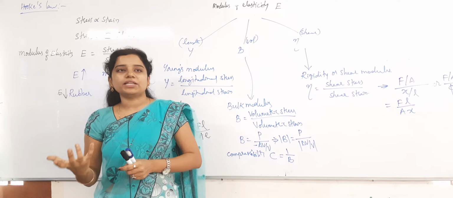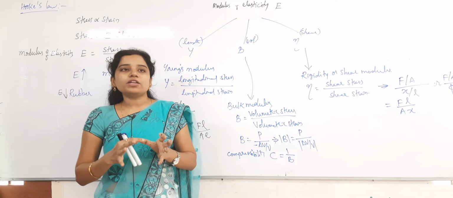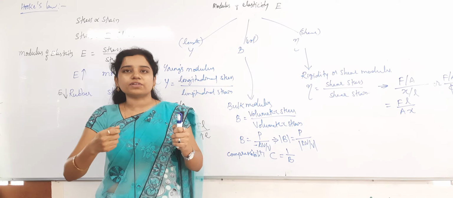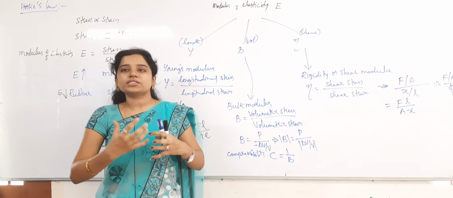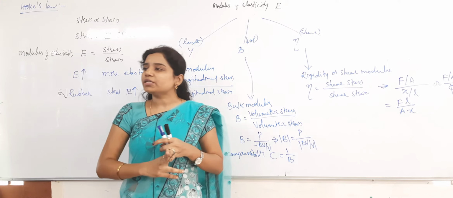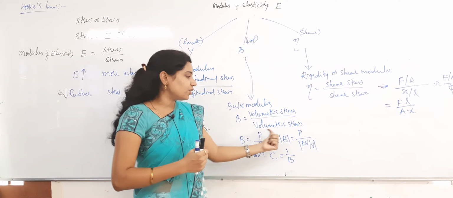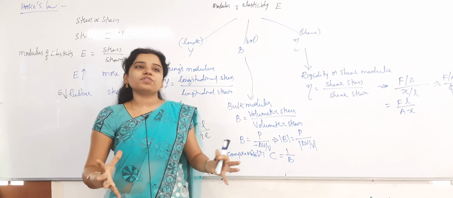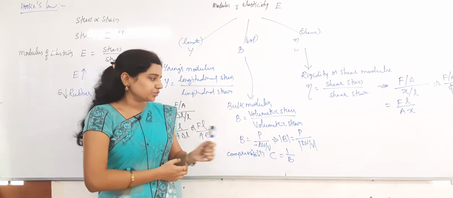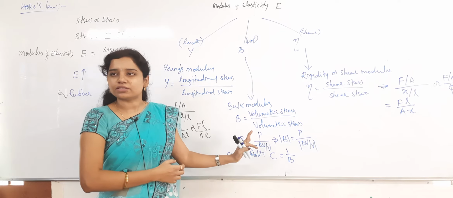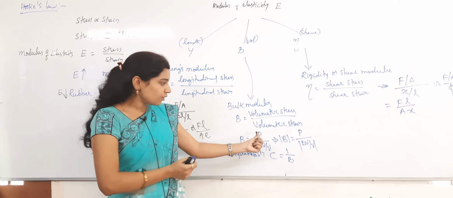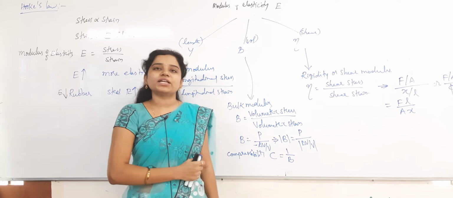Then bulk modulus is observed only in case of fluids, which might be liquids or gases. We cannot increase the length of a gas or a liquid, so we are increasing or decreasing the volume. So we get volumetric stress divided by volumetric strain. Whenever you apply force from all directions, pressure will be developed in the body. Instead of force by area, I take the pressure. Now pressure divided by volumetric strain, delta V by V.